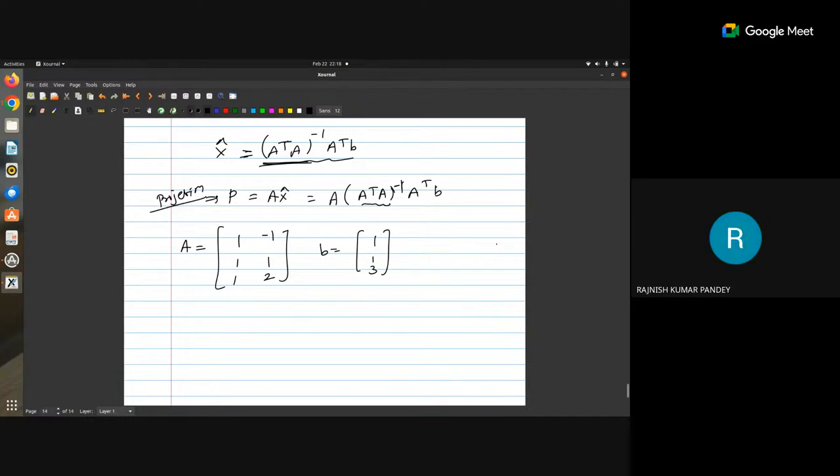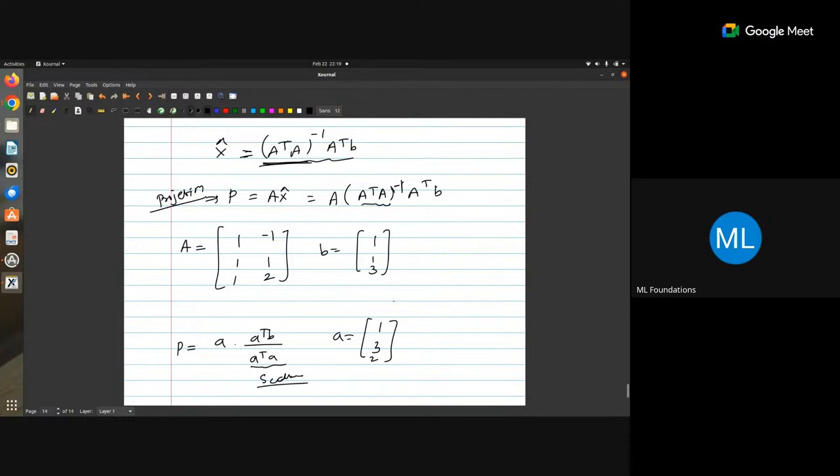Okay, sir. When sir has written it, it was only one vector. When it is a vector, you can do that operation: A into A transpose b upon A transpose A. When A is some vector, let's say 1, 3, 2, in that case A transpose A will give me a scalar value, right? Because it's the square of that vector only.